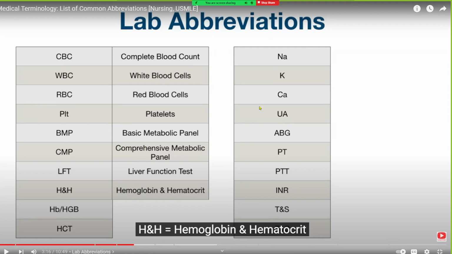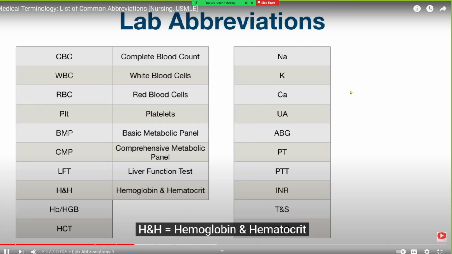Now, where do you see all these abbreviations? Where do you find all these abbreviations? Most of them are common to us. Blood test, pathology lab. They use all this sort of abbreviation, and most of them are known to us. So I'm going to run the video again.